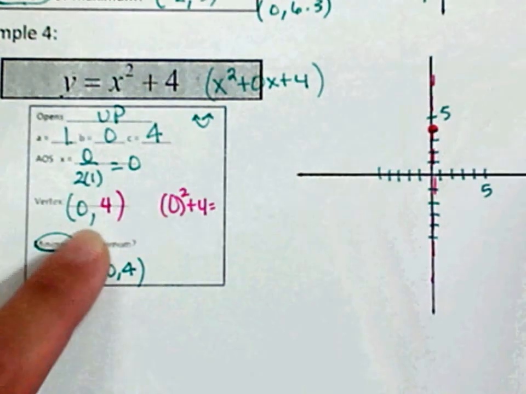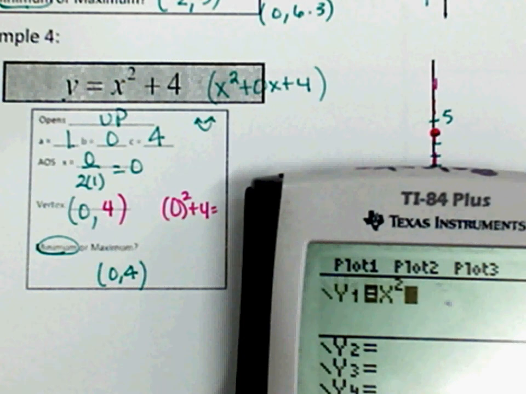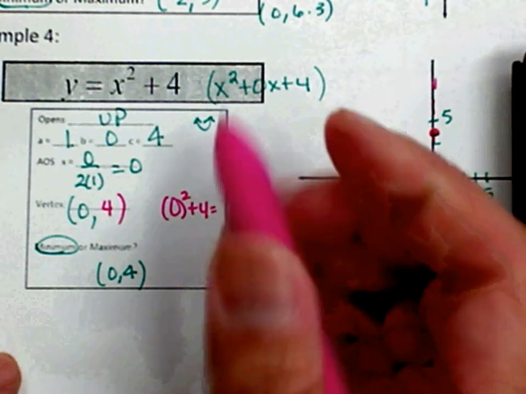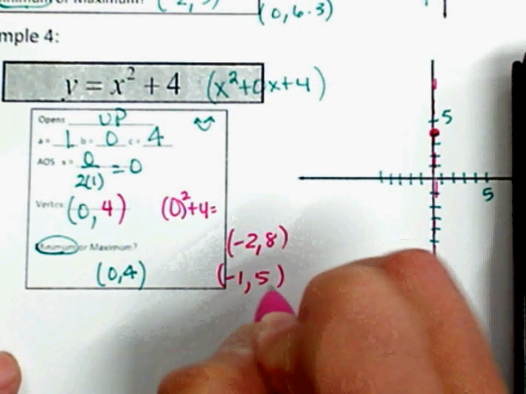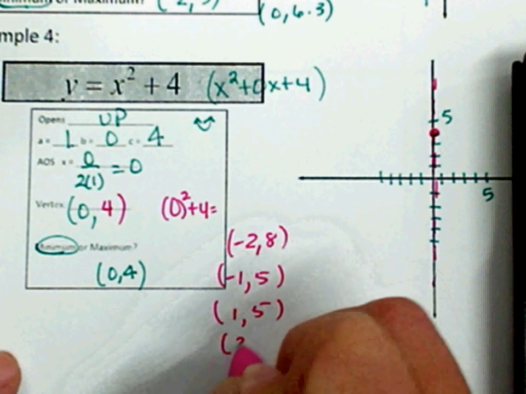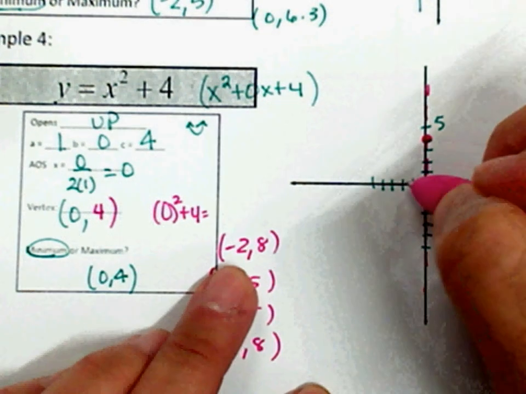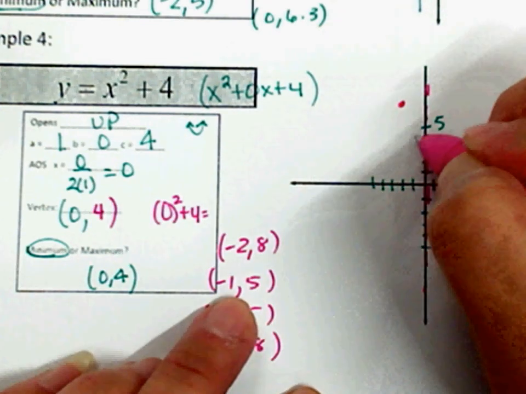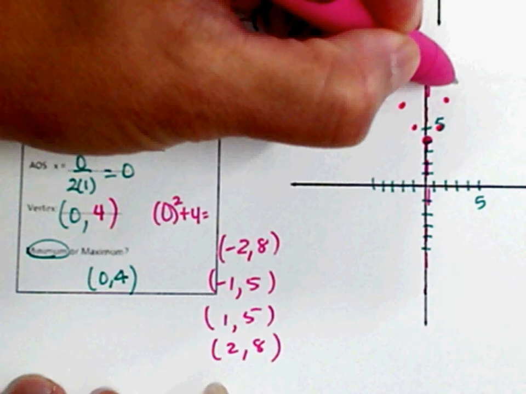x squared plus 4, second table. 0, 4, 2 up, 2 down. So I have that. Negative 2, 8, negative 1, 5, 1, 5, and 2, 8. Just like that. Plot those points. Negative 2, 8, kind of like right there. Negative 1, 5, 1, 5, and 2, 8. And there you have your graph. Okay?